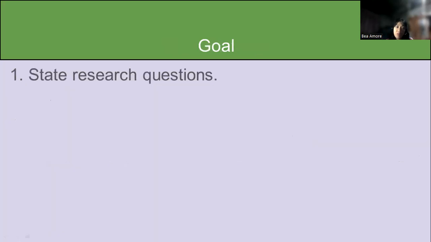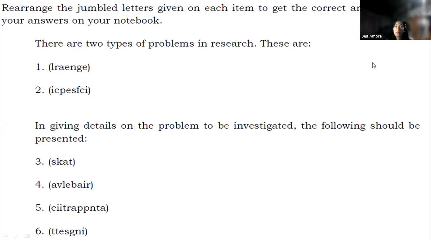Now, our goal is to state research questions. Before else, let us rearrange the jumbled letters given on each item to get the correct answer. Write your answers on your practical research notebook. So there are two types of problems in research. These are number 1 and number 2. Then, in giving details on the problem to be investigated, the following should be presented: number 3, 4, 5, and 6. For example, you're done. Let's move forward to the next slide.